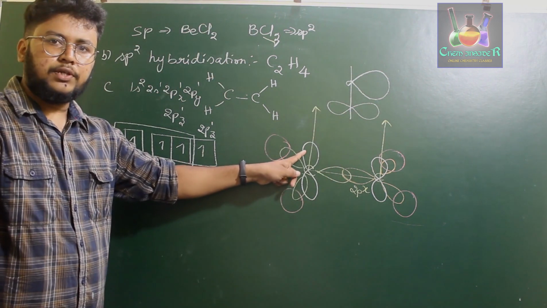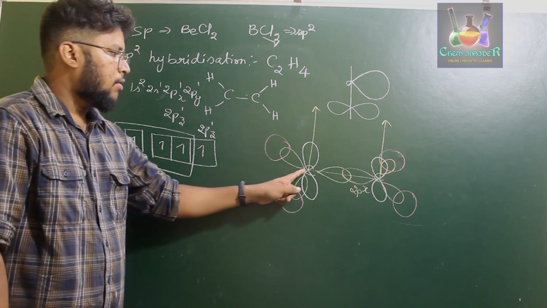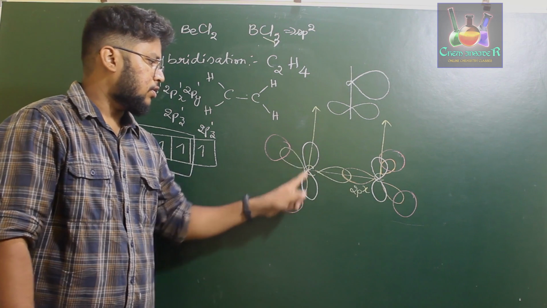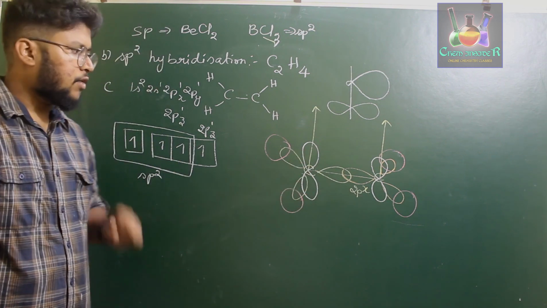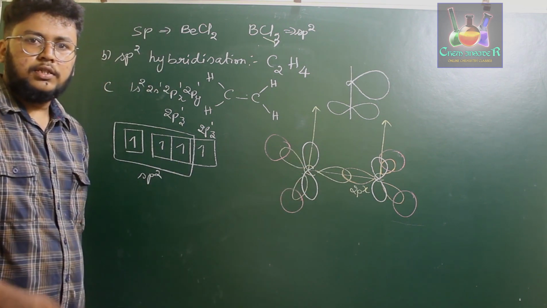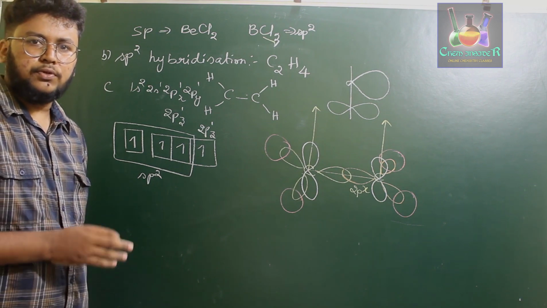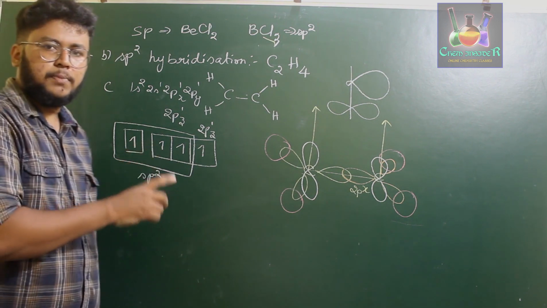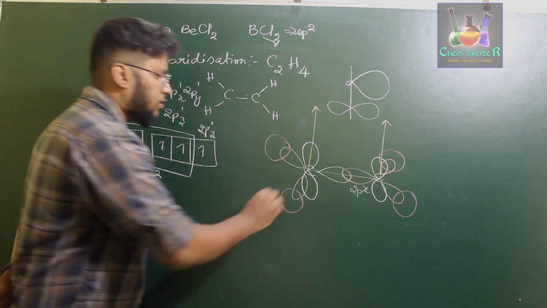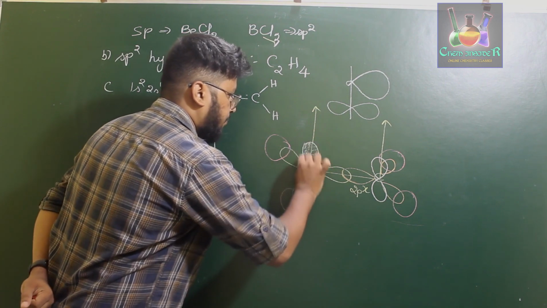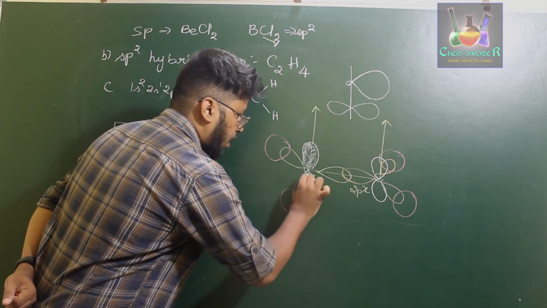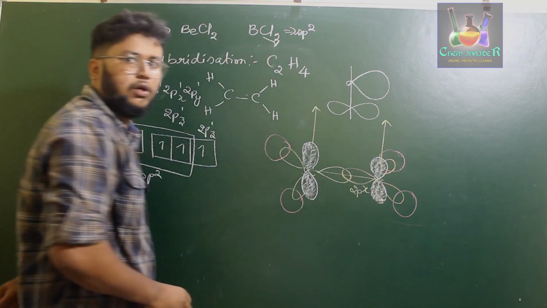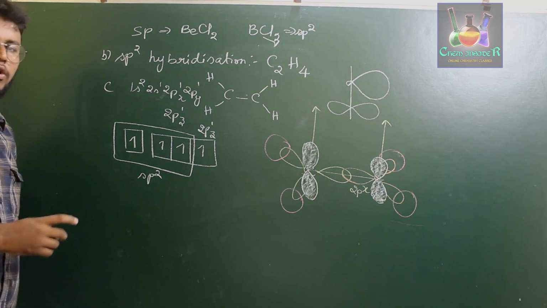Therefore, since the 2pz orbital is not undergoing hybridization, the 2pz orbital of each carbon will be present on the z-axis with two equal lobes on either side. Since both carbons have one electron in their respective 2pz orbital, there will be an electron cloud present in the 2pz orbital.